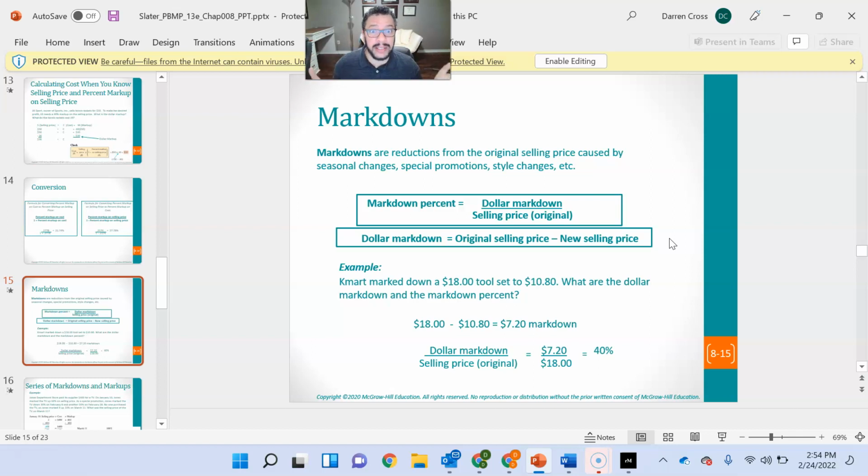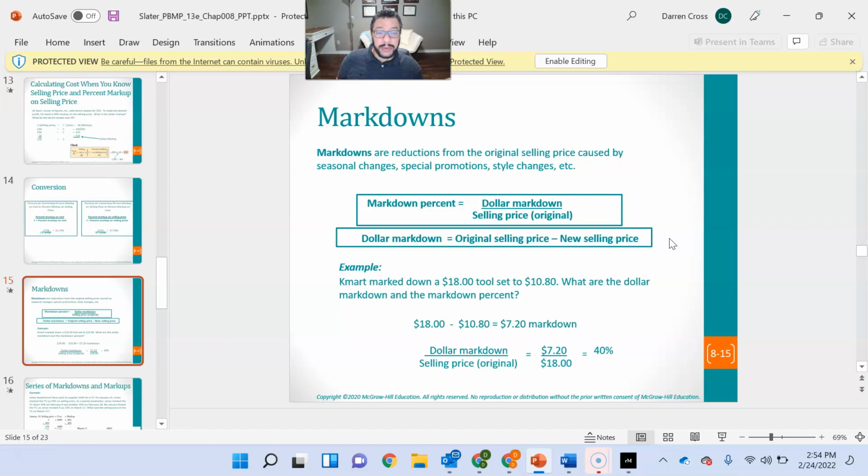Now, are there some other things that you can mess with? Absolutely. It's really about the value equation. The price is too high for that item. Now, you can make that item better, but if you don't want to put the money in to make that item better, then you've got to lower the cost. You never, ever want to have things sitting if you can avoid it. You always want to price it in a way that actually causes things to sell. All right, so markdowns are reductions from the original selling price caused by seasonal changes, special promotions, style changes, things like that.